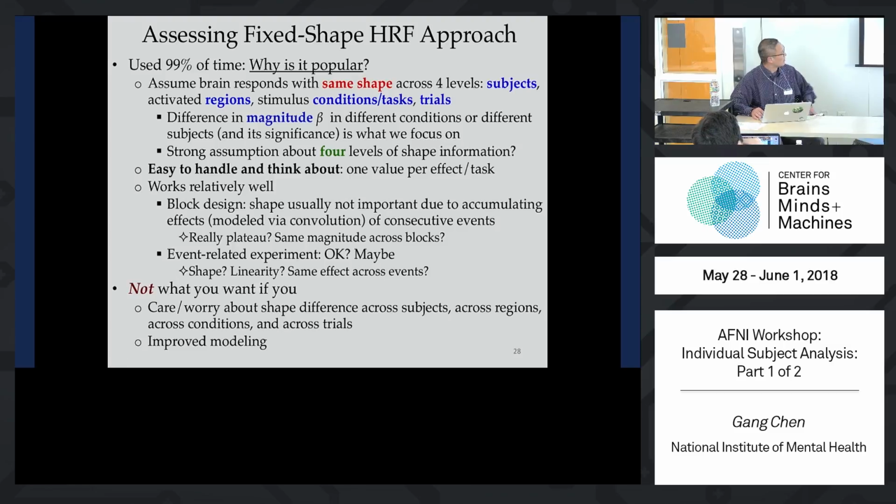Let's take a 10 minute break, then we come back to talk about the alternative approach, how to handle the hemodynamic response with a little bit more flexibility, not just for a better model, but also to capture some subtleties about the hemodynamic response. All right.